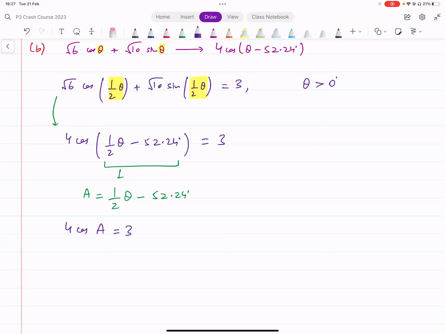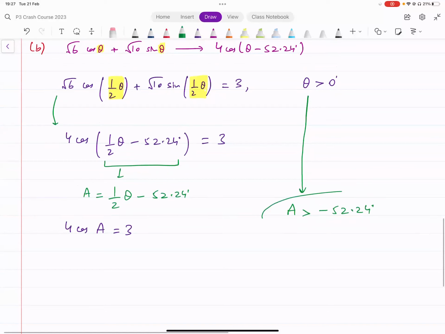All right. But again, you have to adjust the corresponding interval as well. If theta is greater than 0, what about A? Just input 0 in this equation in place of theta. If you input theta equal to 0 here, you get 0 minus 52.24. Again, A has to be greater than minus 52.24 degrees. That's the interval that you're given for A. So you have to keep this in mind when you're looking at quadrants later.